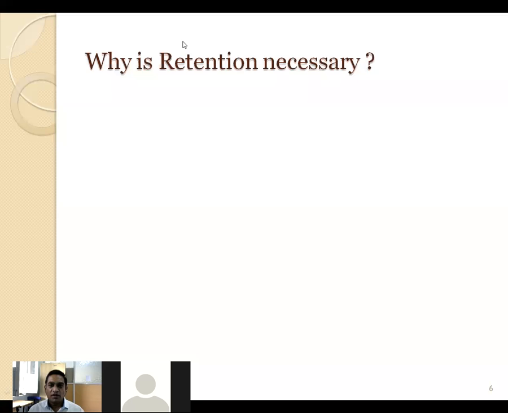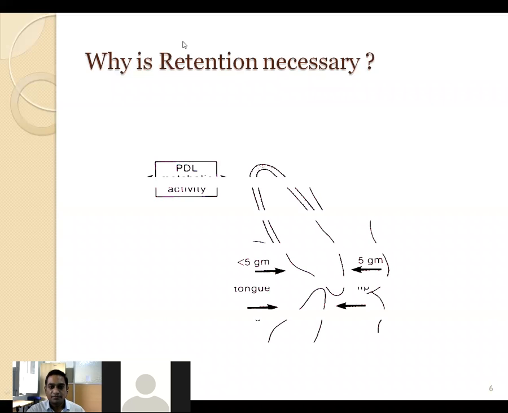Now the question arises why retention is necessary. We can see in this that there are many forces applying on the tooth surface: on the labial side, the lips, upper lip and lower lip. There will be a continuous force on the upper incisors, and also from the tongue there will be labial movement of force on the upper incisors as well as lower incisors. Even after correction of orthodontic treatment, these forces will continue to be there on the tooth surface. So because of this, there may be chances of relapse.